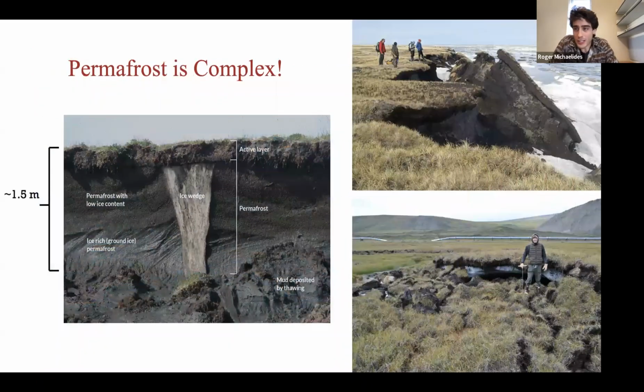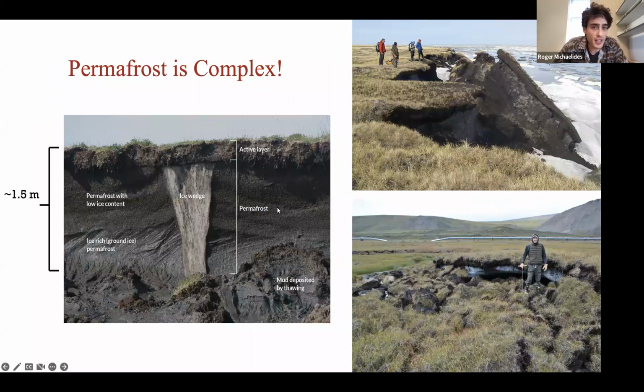Now, that's all well and good, but one of the issues with studying permafrost, other than the fact that it's in remote, inhospitable areas, is that it's very, very complicated. And so, we have these nice cartoon images that give us a sense for what permafrost looks like. But when you actually go out in the field and take a look at it in person, it's often quite a bit more complicated than you would think.